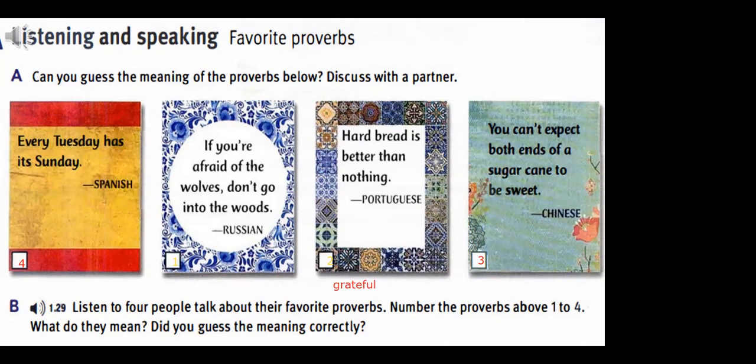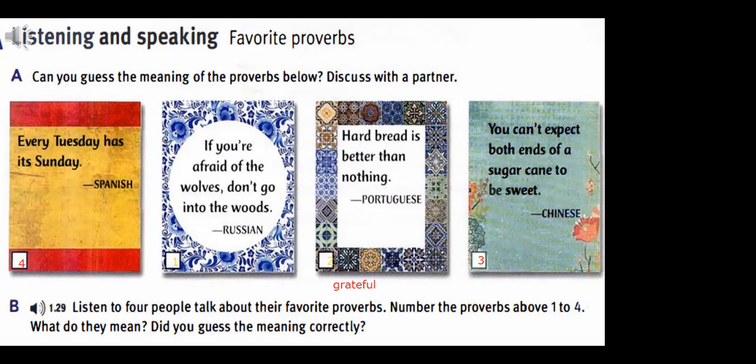3. My father is always quoting proverbs to me in Chinese. And my favorite one is, you can't expect both ends of a sugar cane to be sweet. He used it recently when I was complaining about my new apartment. I'm glad I moved into the city, but I've really been bothered by all the noise. So I was telling my father this, and he responded with the proverb about the sugar cane. It means that you can't have the advantages of something without the disadvantages. It always makes me stop and think a bit.